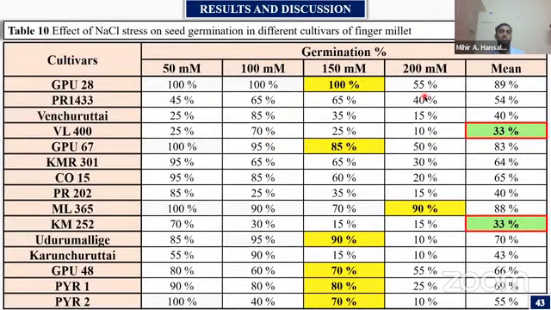Table 10 shows the effect of the NaCl stress on the germination percentage, where GPU 28, GPU 67, ML365, Udrumaliji, GPU 48, and PYR1 show 70% or more germination at 150 millimolar concentration, where only ML365 shows 90% germination at 200 millimolar concentration, whereas VL400 and KM252 show a lower number of germinations.